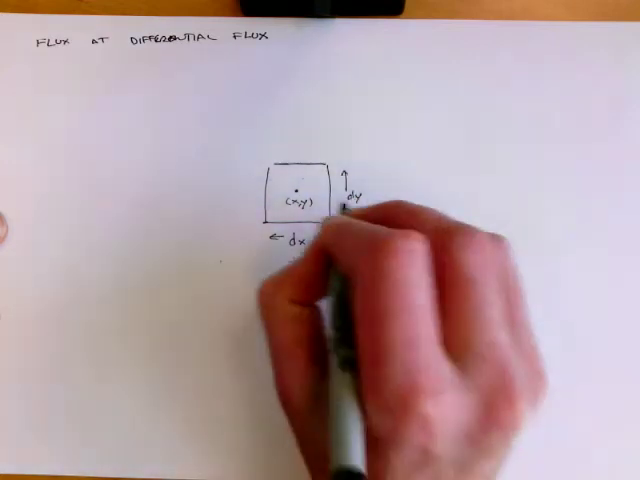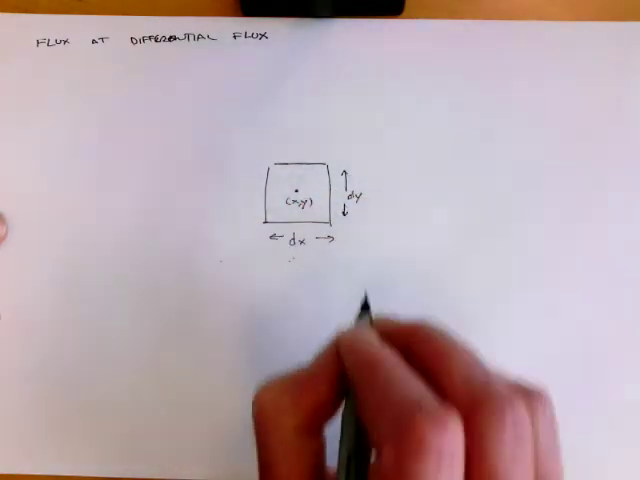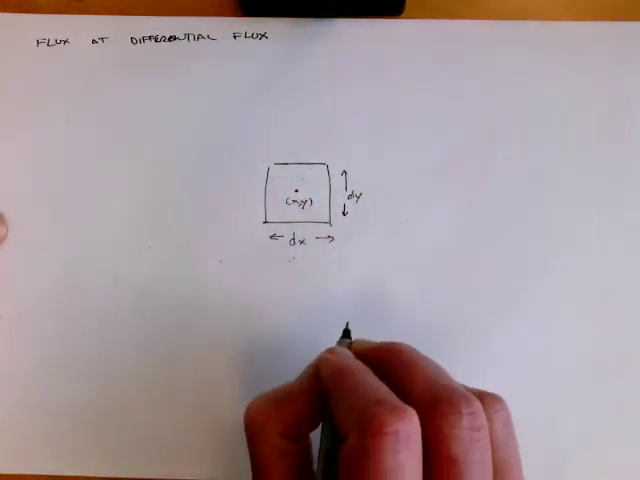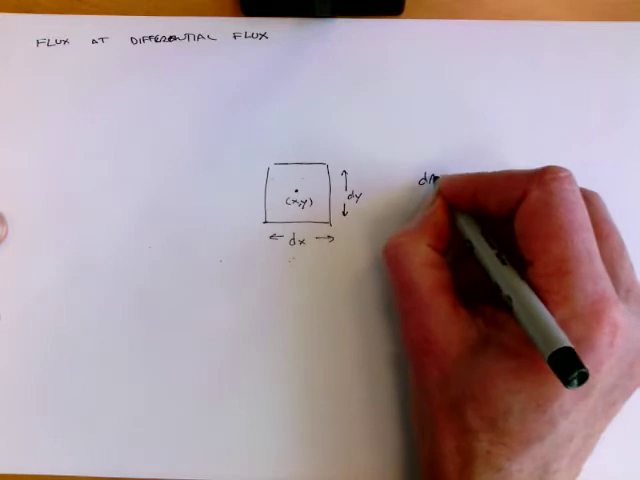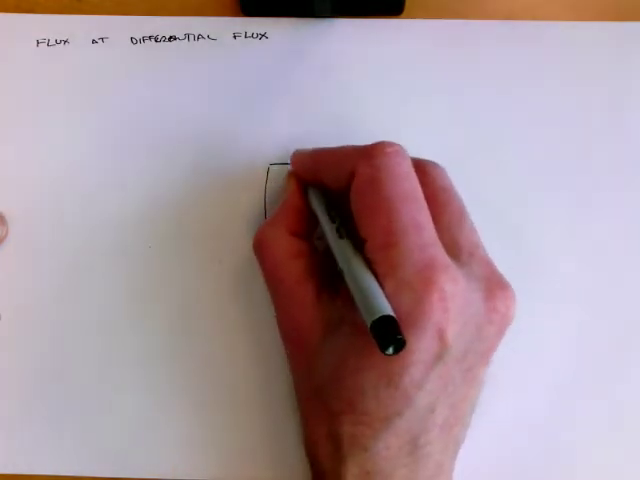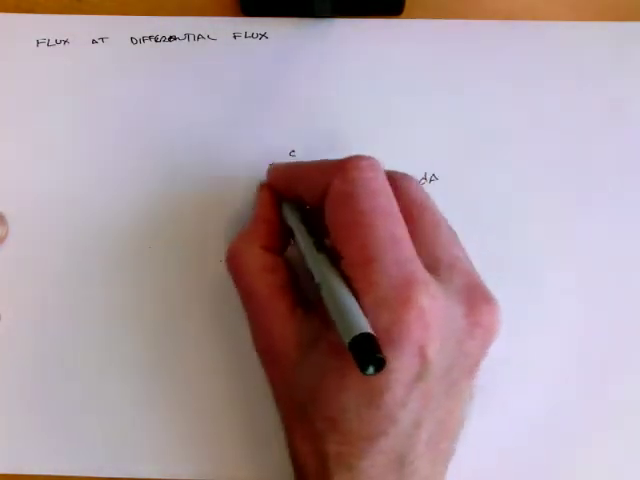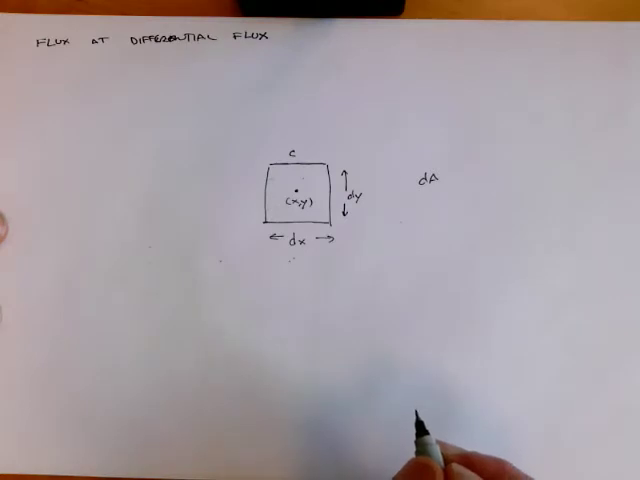Right? So this is sort of a differential area, dA. And you could also think about this as a contour, C, that's a closed contour that goes around that point. Okay?